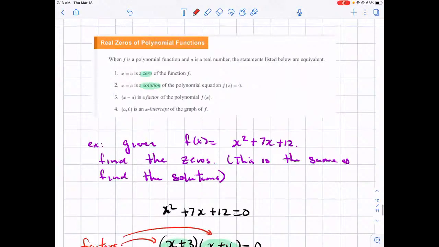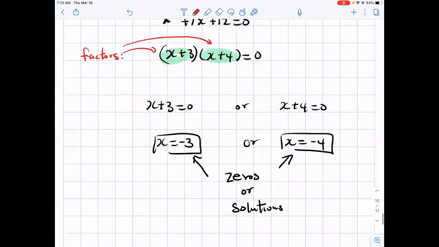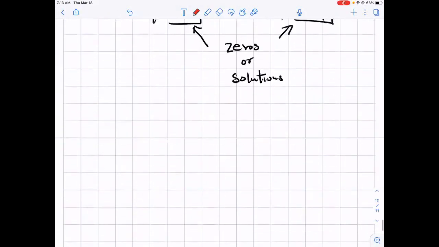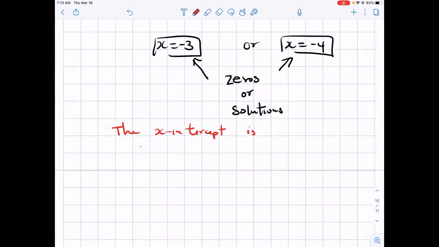Okay? From the factors, we get the zeros. Now, the x-intercepts are minus 3 comma 0 and minus 4 comma 0. Recall, for the x-intercept, let y equal 0. So we have two x-intercepts here.